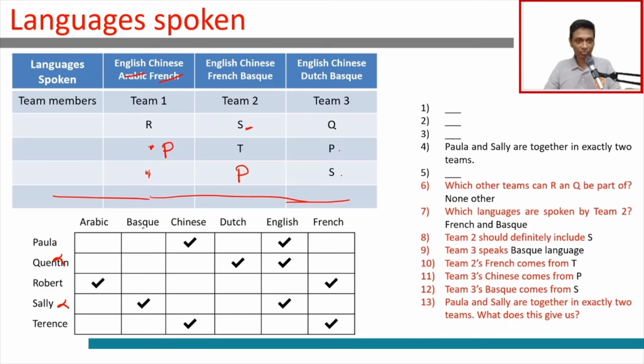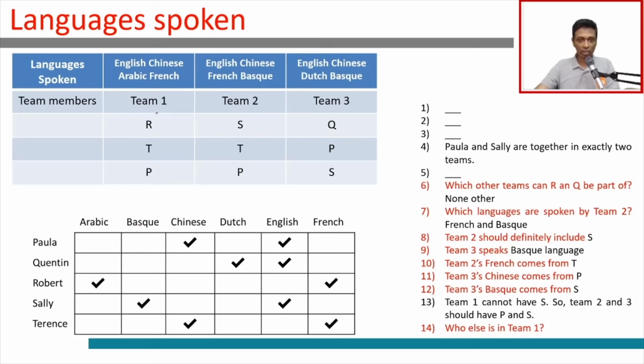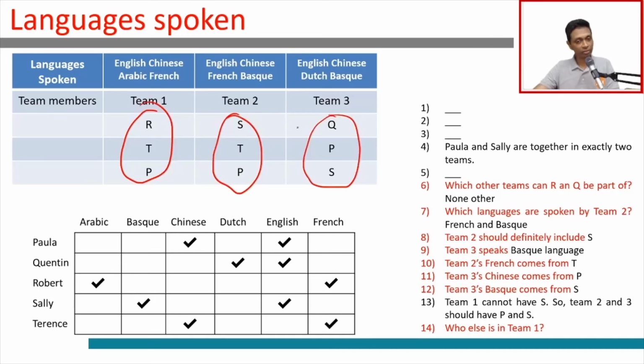English, Chinese, Arabic and French. Now there has to be a third member in team 1. The third member is not Sally, it's not Quentin, because Quentin will bring with him Dutch and Sally will bring with her Basque. We don't want either. Therefore, it has to be Terence. Terence brings with him Chinese and French. Both are already here. With this, we are through. So team 1 has RTP, team 2 has STP, team 3 has QPS.